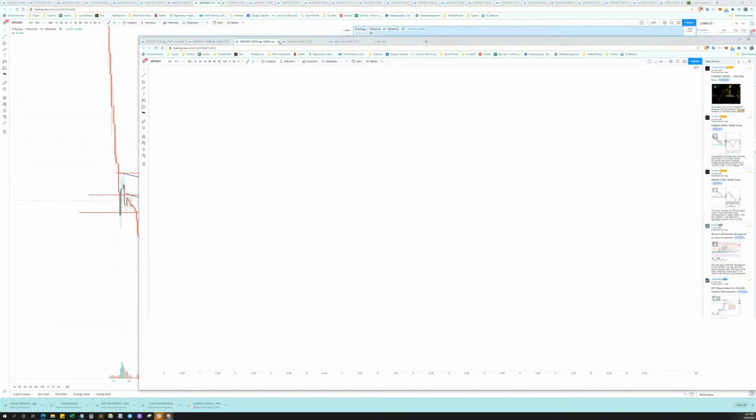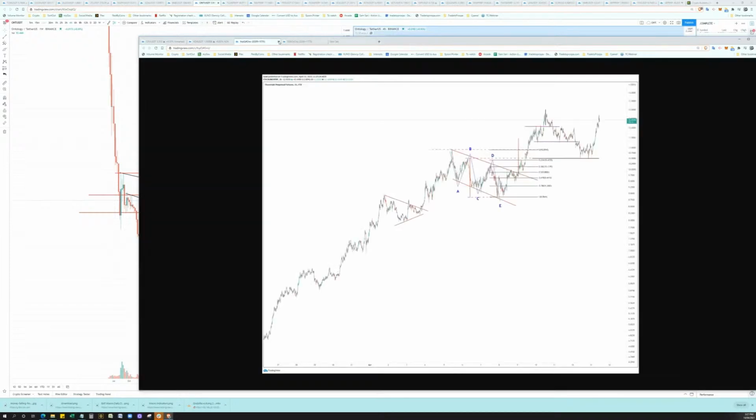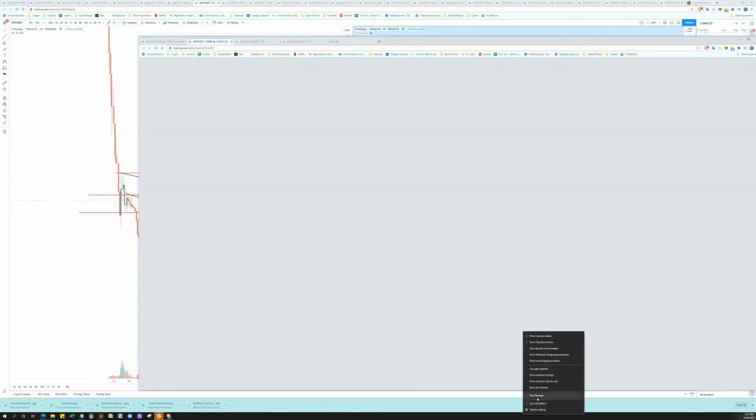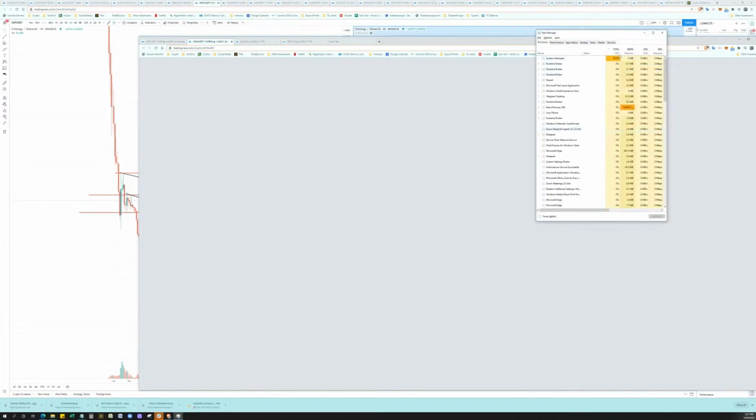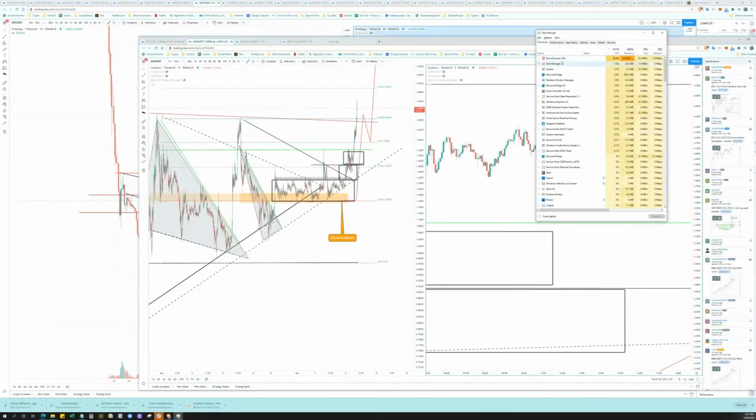And we've done ADA, so I'll get rid of ADA. It's like 88%. So I've got to free up some memory.